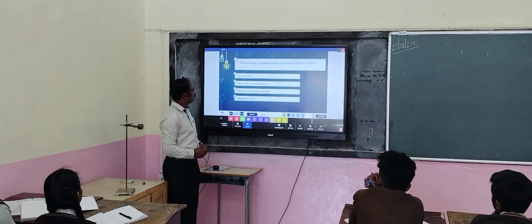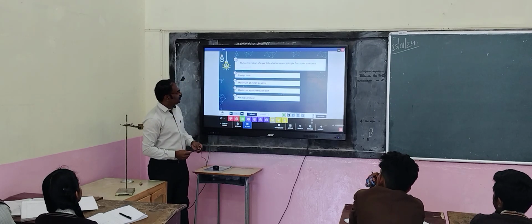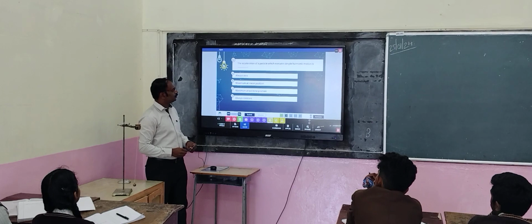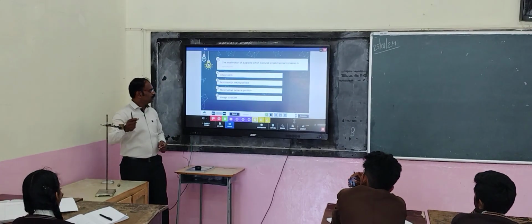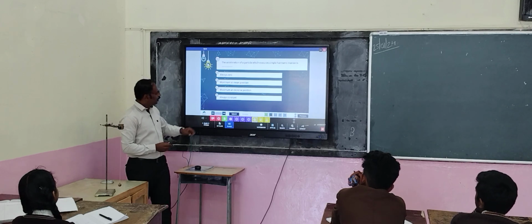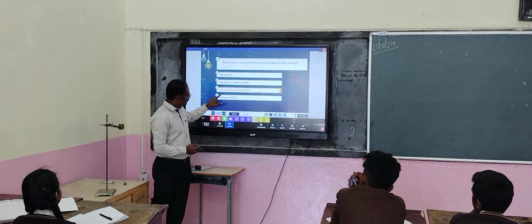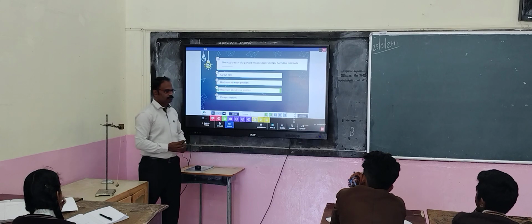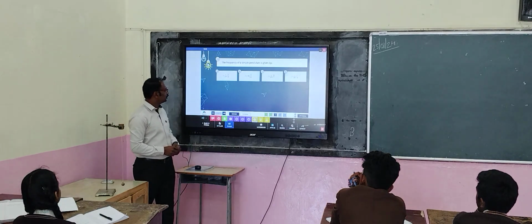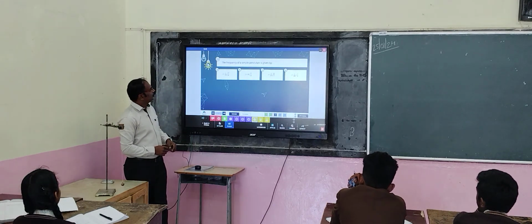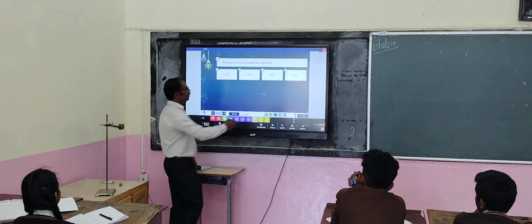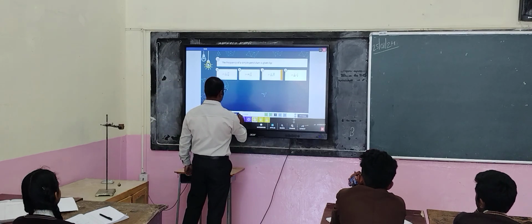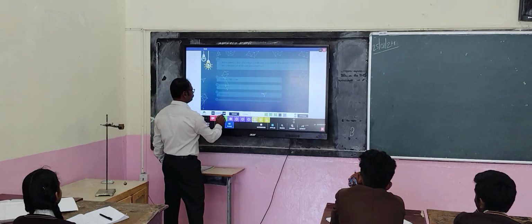Now the second question. The acceleration of a particle which executes simple harmonic motion is maximum at the extreme points. Now the third question. The frequency of a simple pendulum is given by 1 by 2 pi root of g by L. So that's the answer.